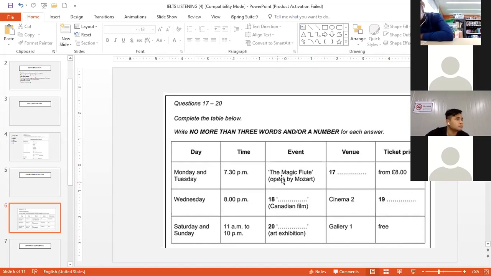Event will be about the name. Like Magical Future, Magic Flute, one event name. Canadian film. So you can use the Canadian film as the clue as well to get the answer of the first one, or use the time or the date as a clue. All right. Look at the questions. I'll play the recording right now.